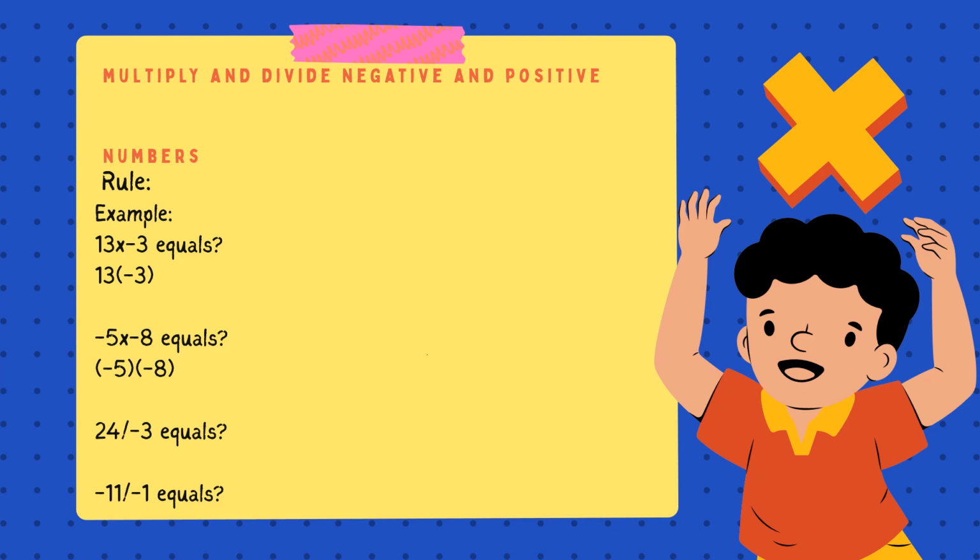All right, let's do the other one. Negative 5 times negative 8. See, so you have a negative 5 and a negative 8, right? They are speaking the same language, negative and negative. So the answer is going to be positive, right? So the answer is 40, positive 40. Cool?